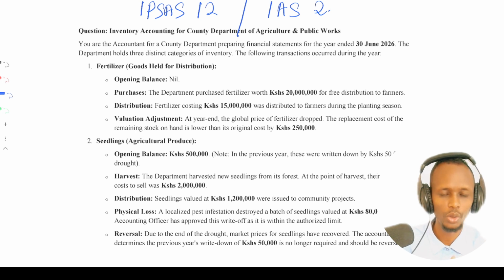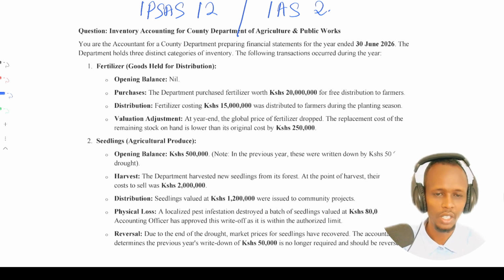My assumption is you have gone through inventory measurement, where you say lower of cost or net realizable value, or lower of cost and current replacement cost. What methods do we normally use? The FIFO, the LIFO, and the weighted average. In the public sector, we encourage people to use the first in, first out method, the FIFO. So I expect you have gone through all those, and we now have a practical example.